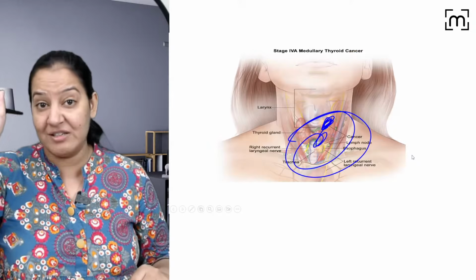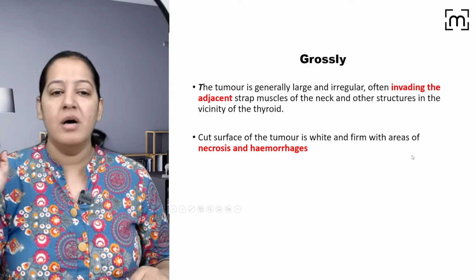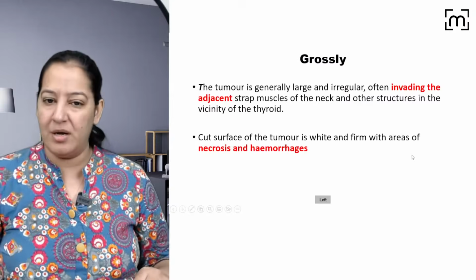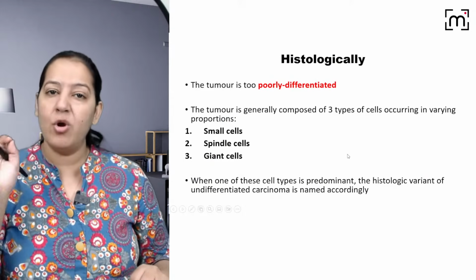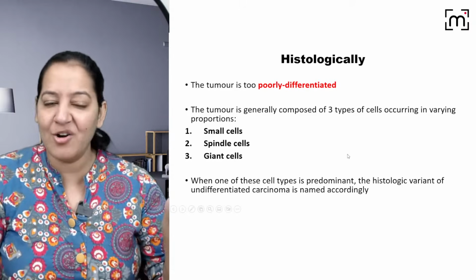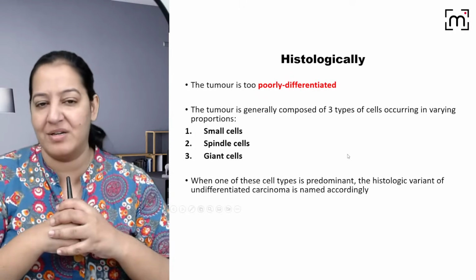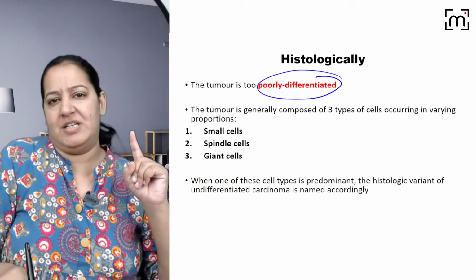The most aggressive one, right? Grossly nothing important as usual. Large areas of hemorrhage and necrosis. That's it, right? Histologically, there is no fixed pattern. I cannot show you one diagram showing the histological pattern. It is very poorly differentiated, right?